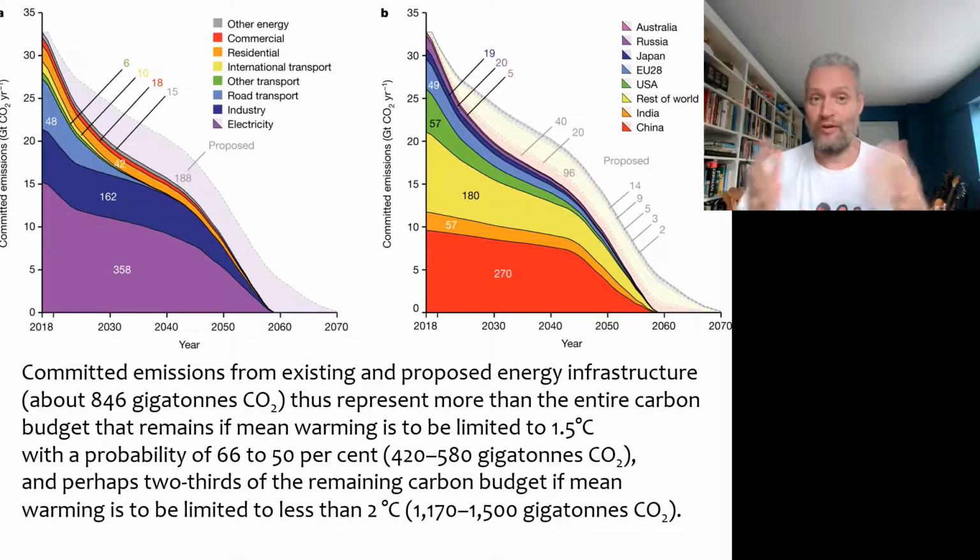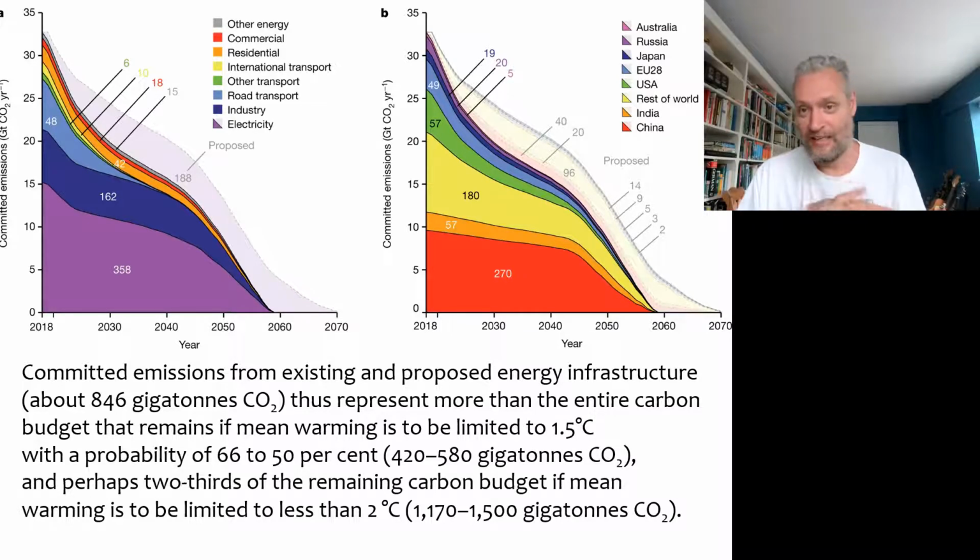So a coal-fired power plant has a lifetime of 40 to 60 years. A gas-fired power plant, 25 to 40 years. A car has a lifetime of 20 years. Buildings have a lifetime of hundreds of years sometimes. And it's those sort of things that determine our emissions.